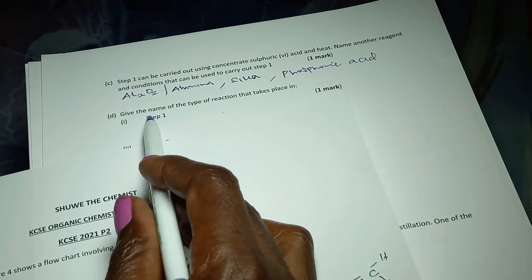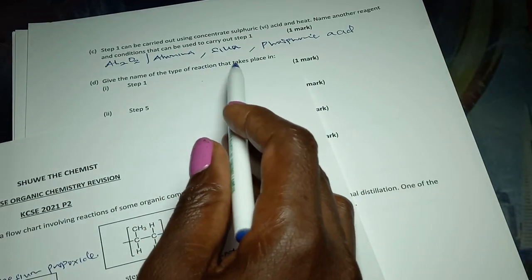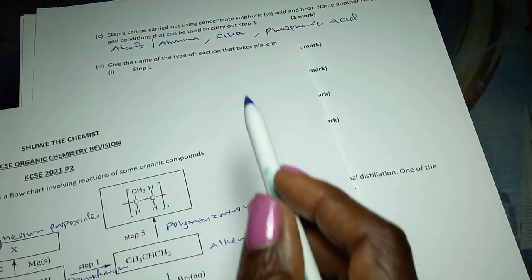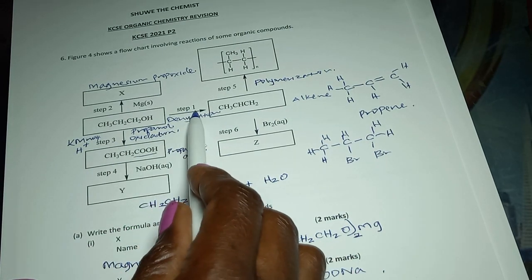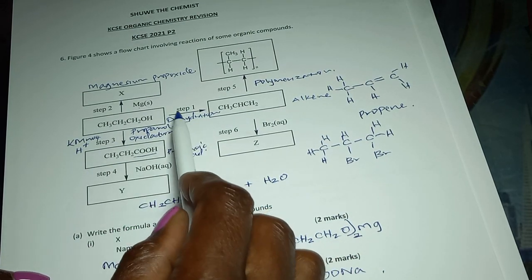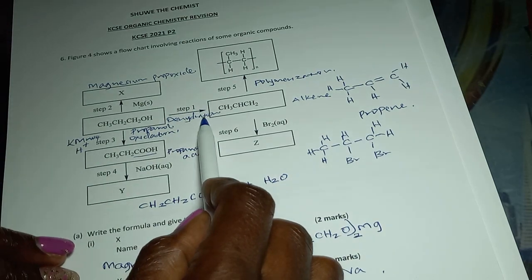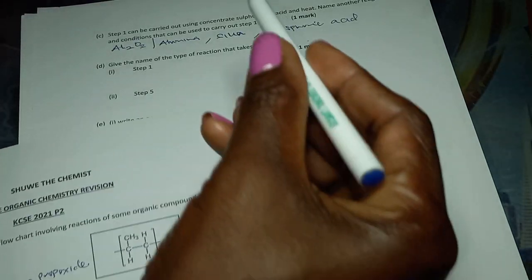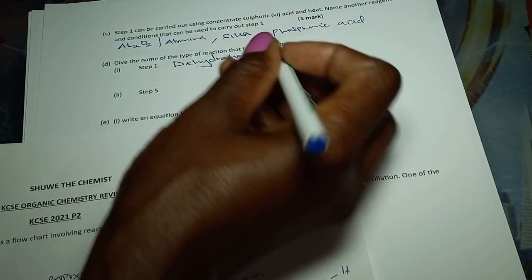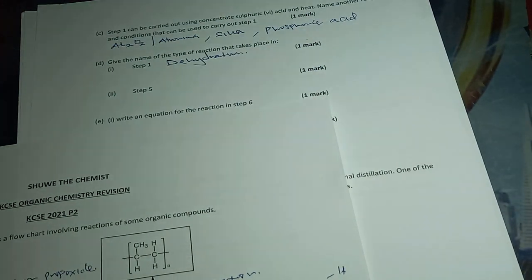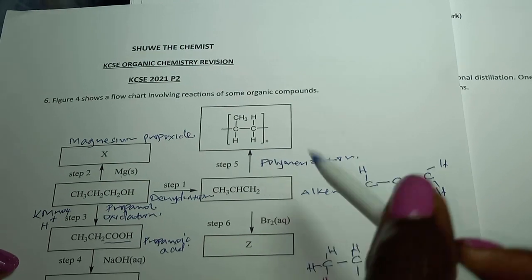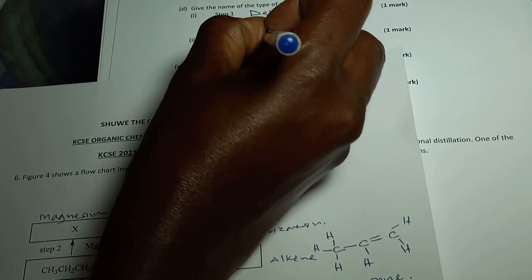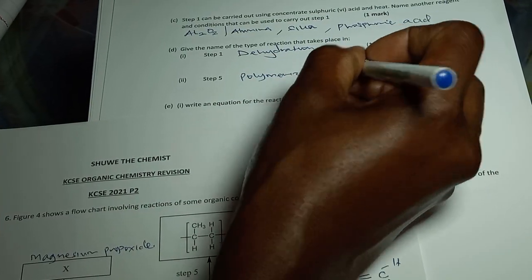Part D, give the name of the type of reaction that takes place in step 1. Step 1, you can go back to step 1. Give the name and the type of the reaction. So we have seen this is a dehydration reaction. So this reaction is dehydration. Step 5, you have seen that step 5 is polymerization reaction. So this is called polymerization. And you can add by saying it's addition.